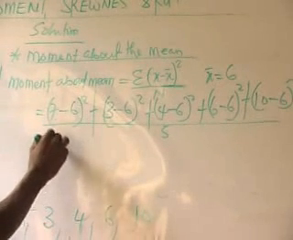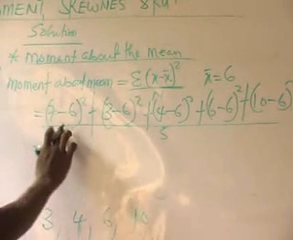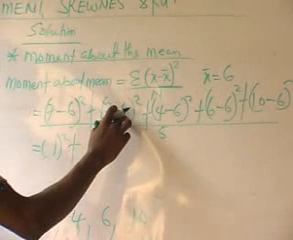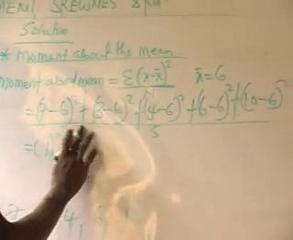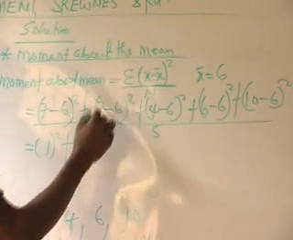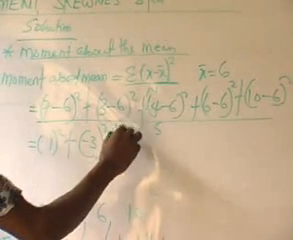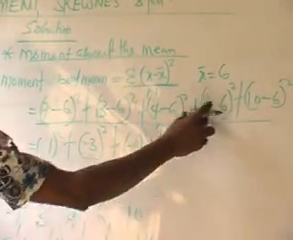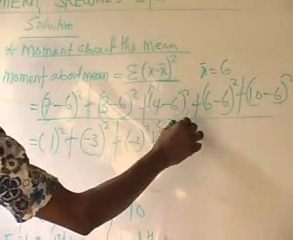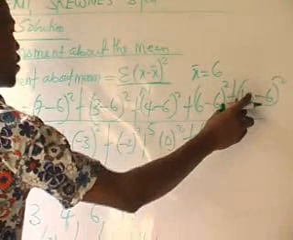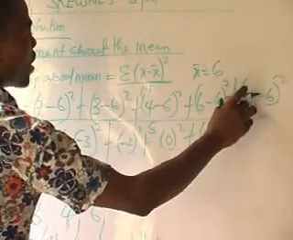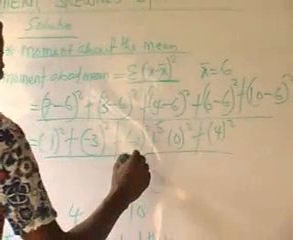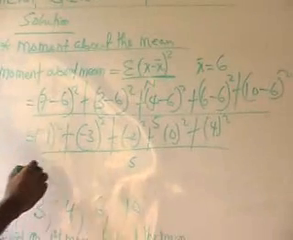So from here, 7 minus 6 is 1, and 1 is raised to power 2. The power is 2 because of second moment. 3 minus 6 is minus 3, raised to power 2. Then plus 6 minus 2, which is minus 2 raised to power 2. Then plus 6 minus 6, what is that? 0, raised to power 2. Then plus 10 minus 6 equals 4, raised to power 2. Then everything all over 5.